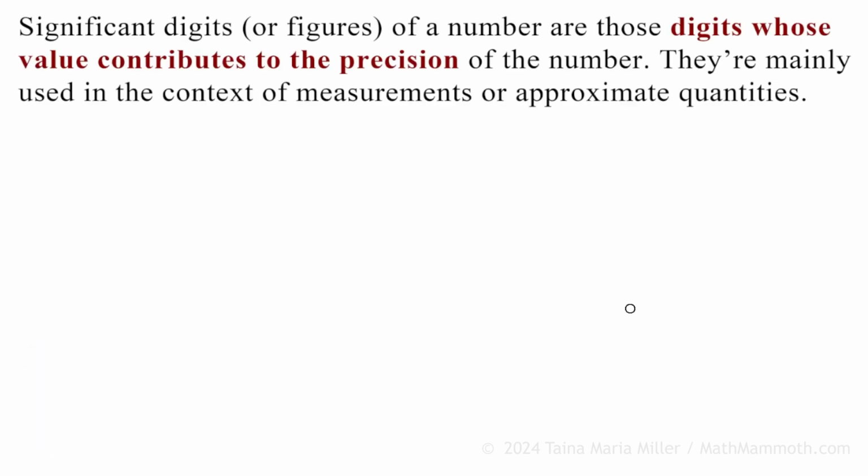In this lesson, we're going to talk about significant digits. And you might ask, what are those? They're also called significant figures. And let's read the definition. Significant digits or figures of a number are those digits whose value contributes to the precision of the number. They're mainly used in the context of measurements or approximate quantities, rounded quantities.